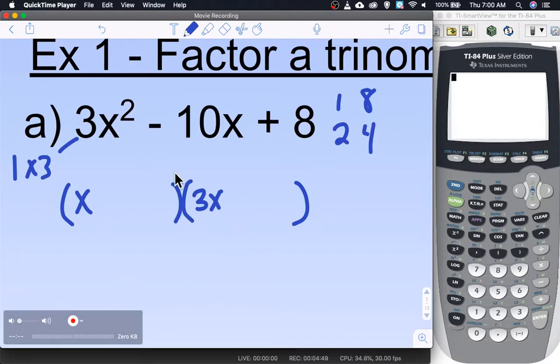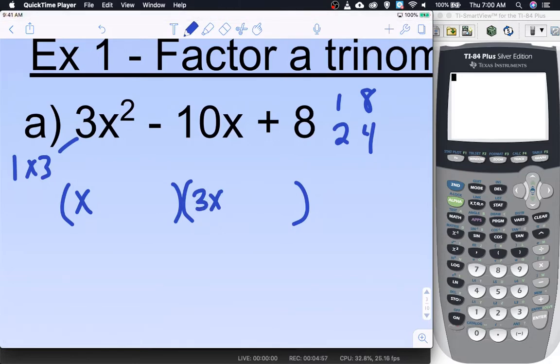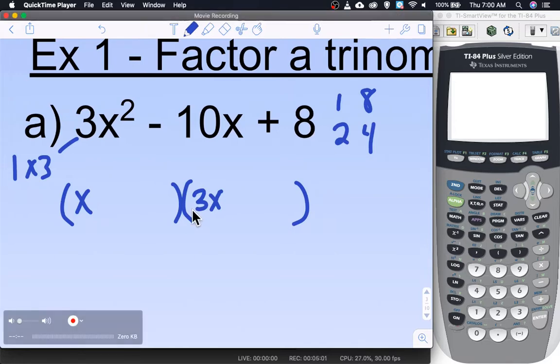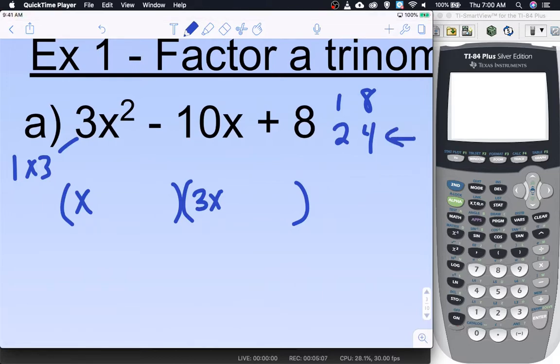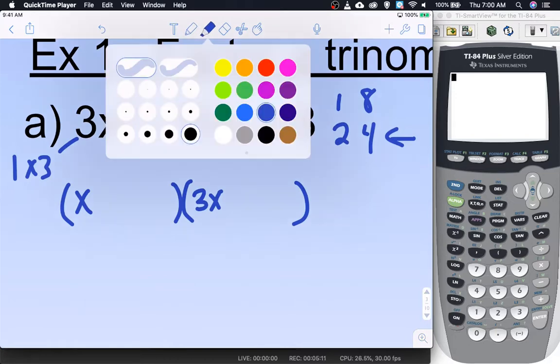So now when you're trying to work out this middle term, this extra 3 throws an extra little monkey wrench in the problem. So it does take a little bit more guessing. Now, to help you with your guessing, start with the numbers that are closer together first. And if you're good at mental math, you can shortcut the process a little bit.